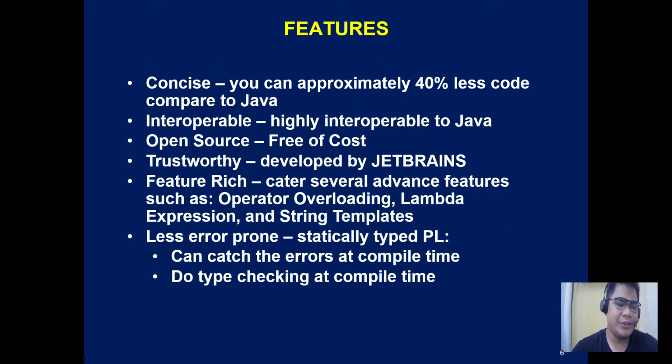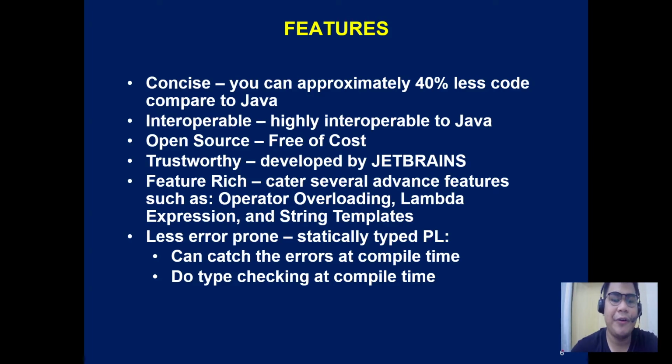And what are the features? So what are the features of Kotlin? Here, first, it's concise. So what does it mean, concise? You can approximately reduce your code by 40% compared to Java. So if your code is long, you can still reduce it by more or less 40% of the normal code. So if it's 100 lines, it can become just 80 lines.